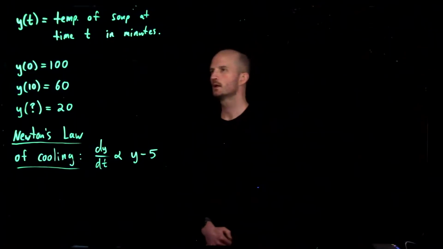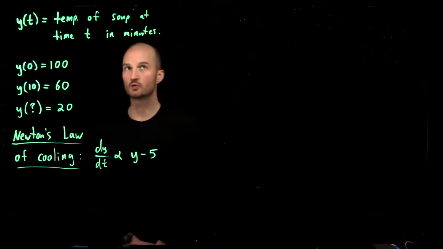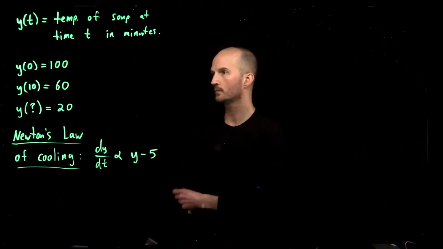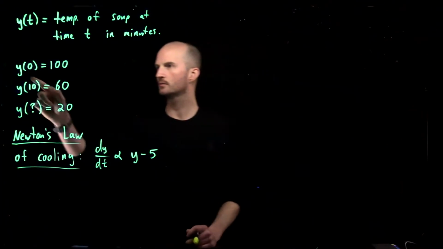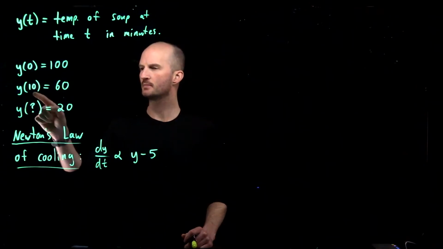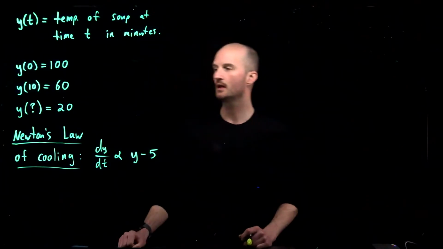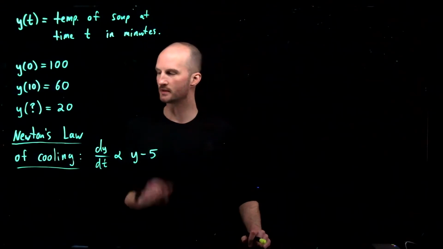Okay. So we're going to let y be the temperature of the soup at time t. Initially, it's very hot at 100. And then 10 minutes later, it comes down to 60. Now the question is, when will it be 20 degrees?